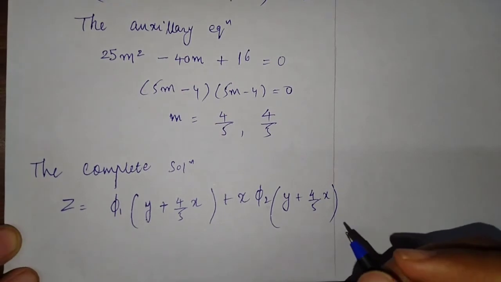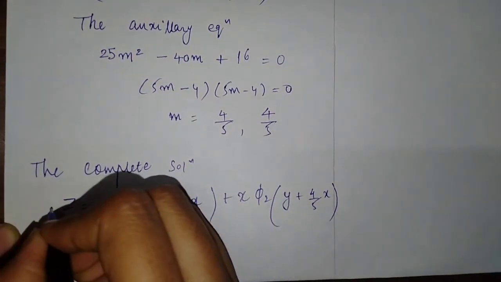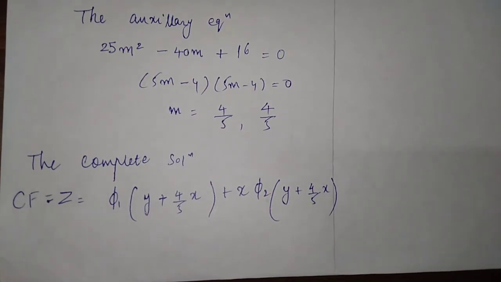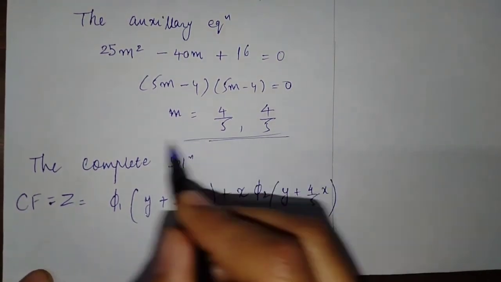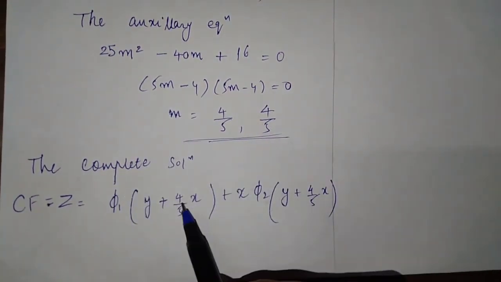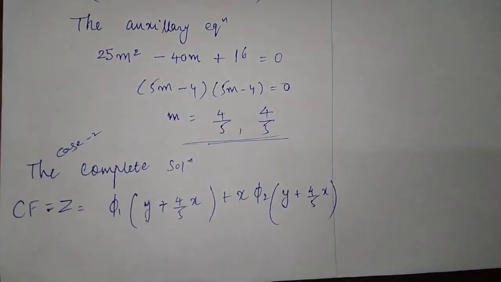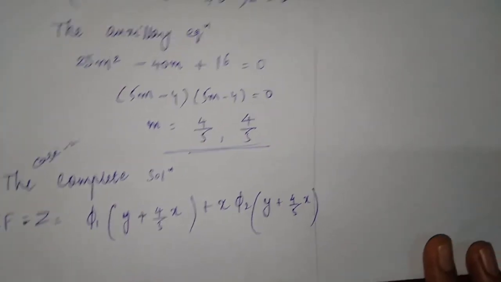Okay. So this is your CF, that is the complementary function, when the roots are repeated and equal. The roots are repeated and equal, so we have to use case number 2. In the previous example we got real and distinct roots, so we used case number 1. So now let us see the last example.